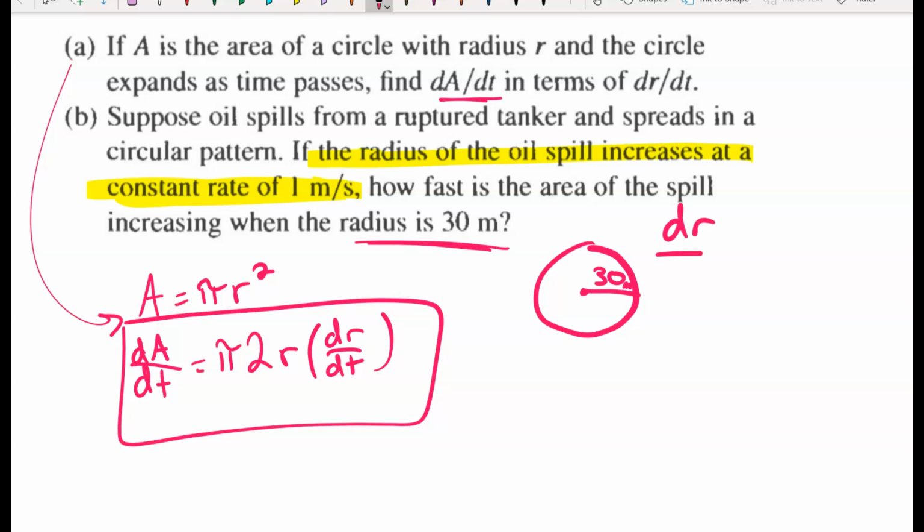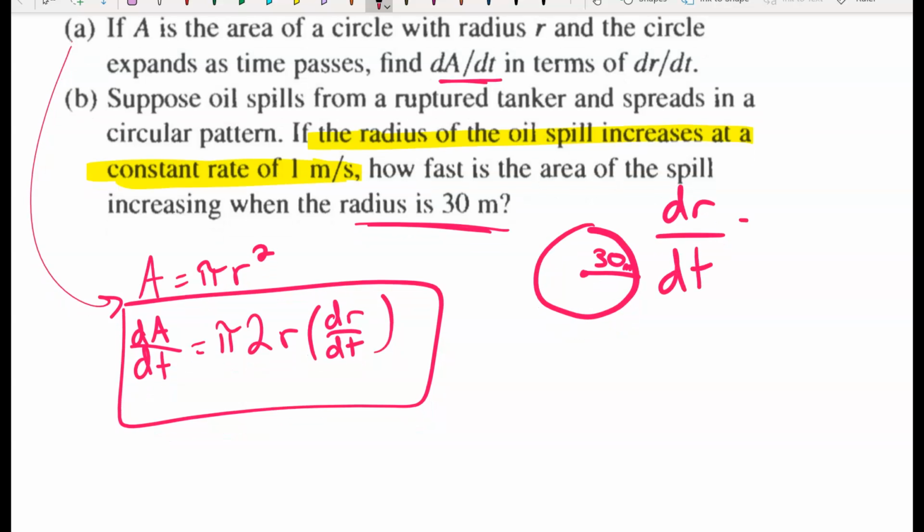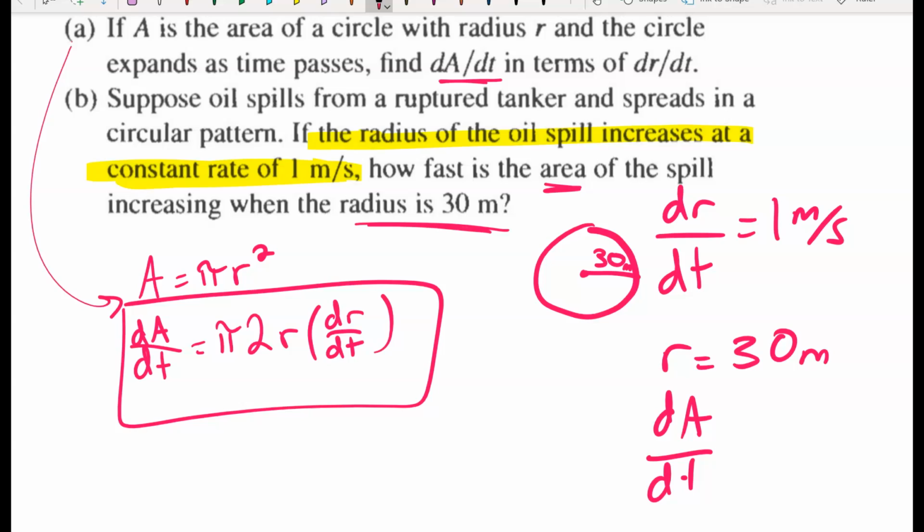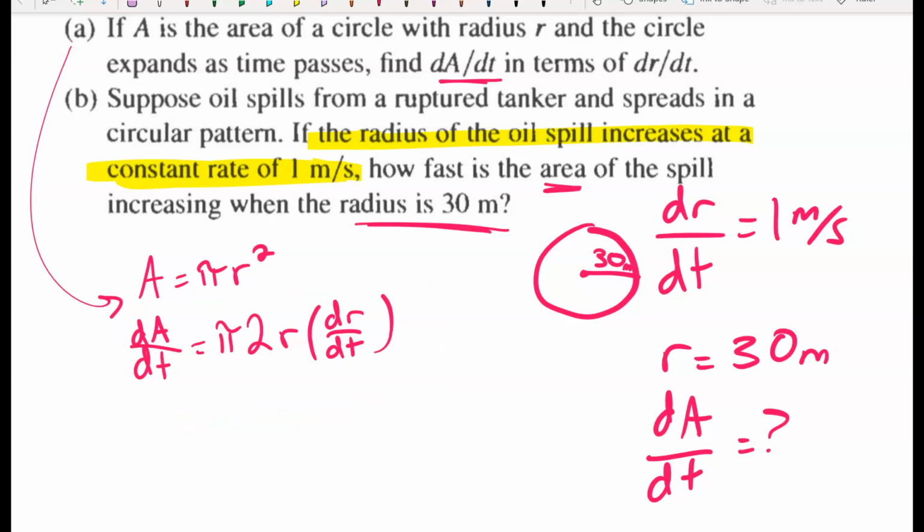So that's telling me that the rate of change of the radius always is going to be 1 meter per second. And in this instant, I'm looking to see what the rate of change of the area is, or dA/dt, that's what I'm looking for, when r equals 30. So if I'm looking at the relationship between my rates that I have in part A, I'm looking for dA/dt.